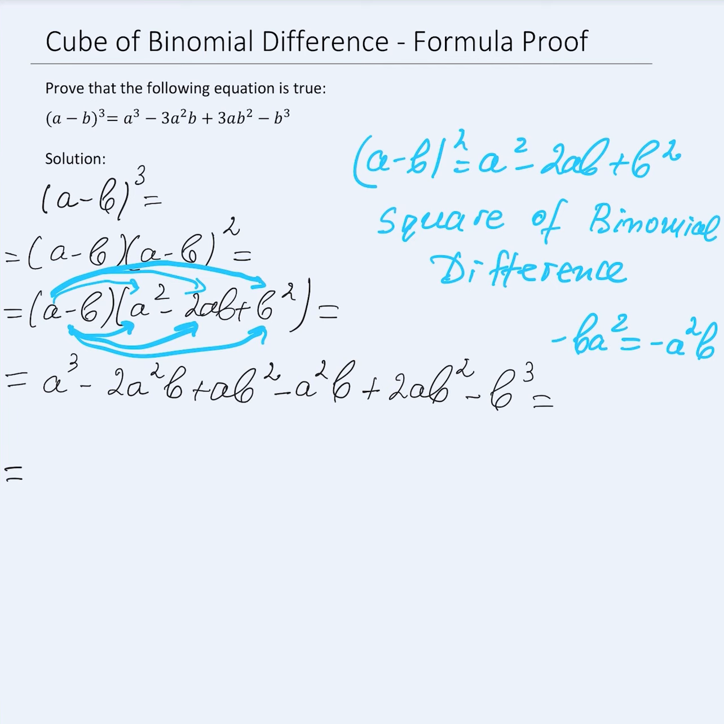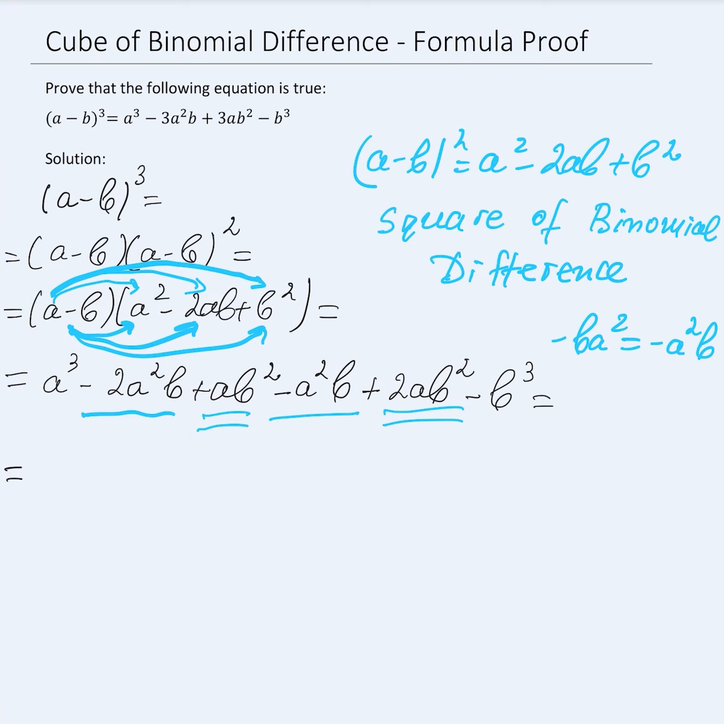In this expression, we have similar terms. Similar terms are the ones that have common factors. Negative 2a^2b and negative a^2b are similar terms because they have the common factor a^2b. Therefore, they can be added. The same way, ab^2 and 2ab^2 are similar terms because they have the common factor ab^2. Therefore, we can also add them.